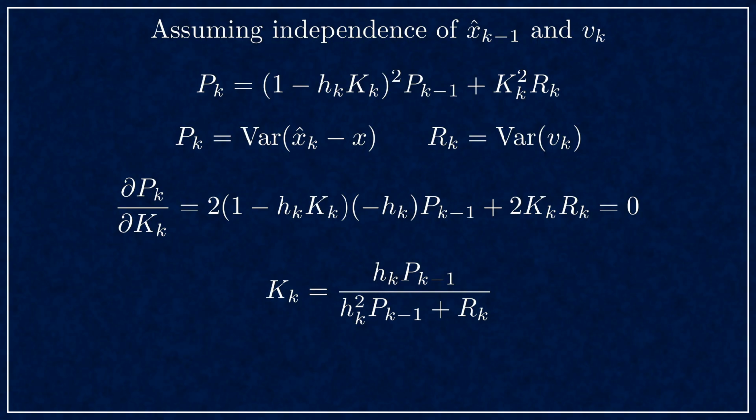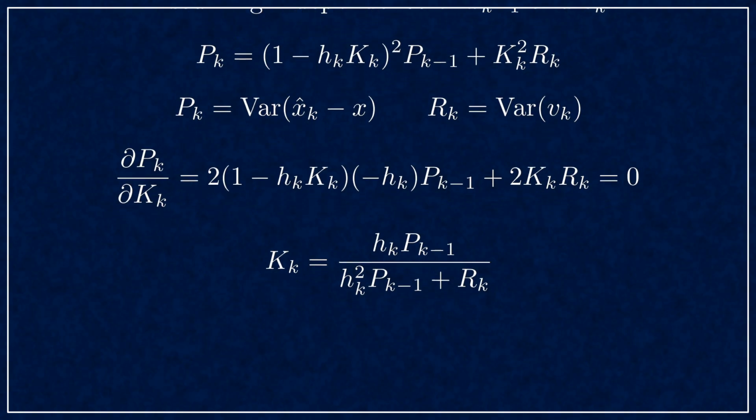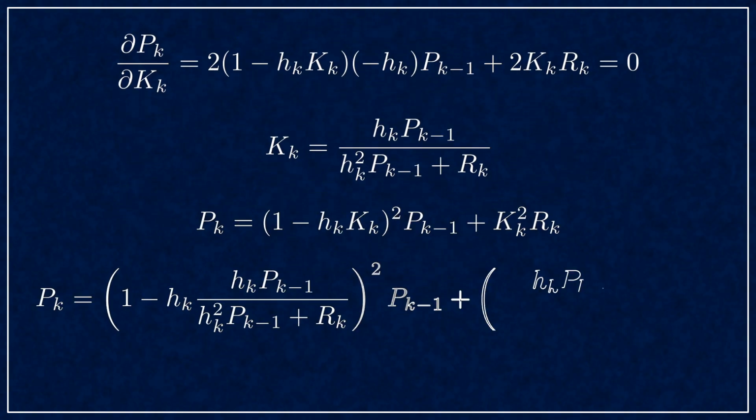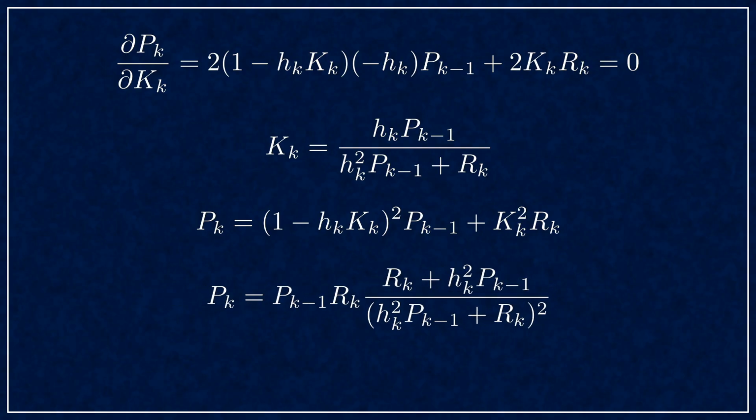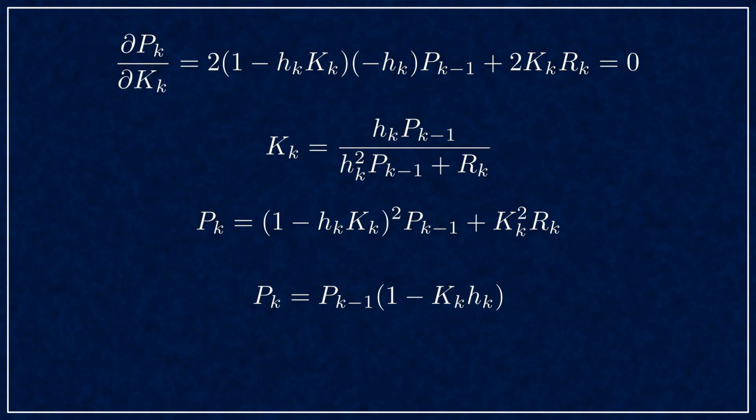This gives us k equals hp over h squared p plus r. This is structurally the same as the proper matrix equation, except we had much easier time with it with everything being scalar. You plug this back into the variance equation and you'll get p equals 1 minus hk times pk minus 1.